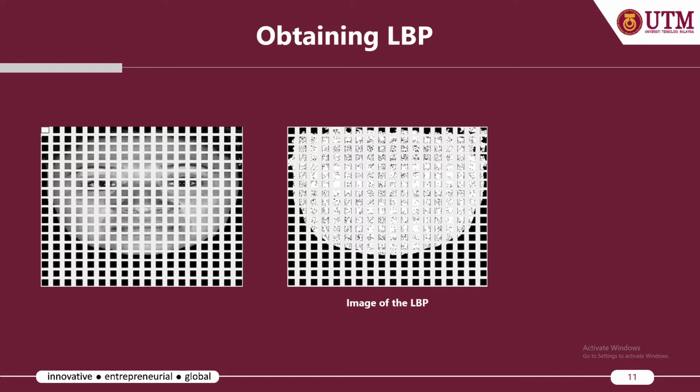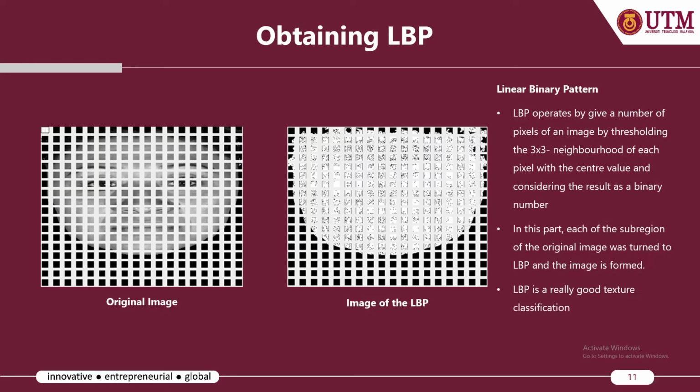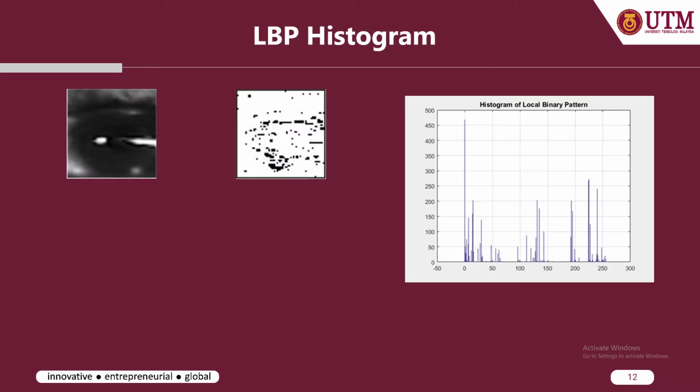Next is obtaining the LBP. LBP is a short form for local binary pattern. It operates by labeling the pixels of an image by thresholding the 3 times 3 neighborhood of each pixel. The result obtained will be a binary number. This LBP will be obtained in each subregion of the original image. Thus, we get the image of the LBP.